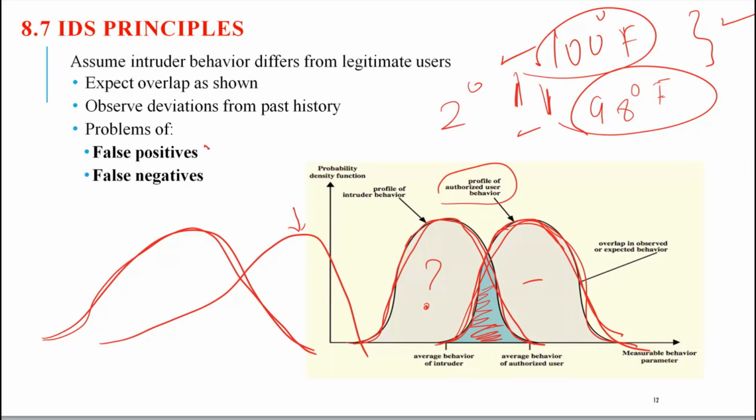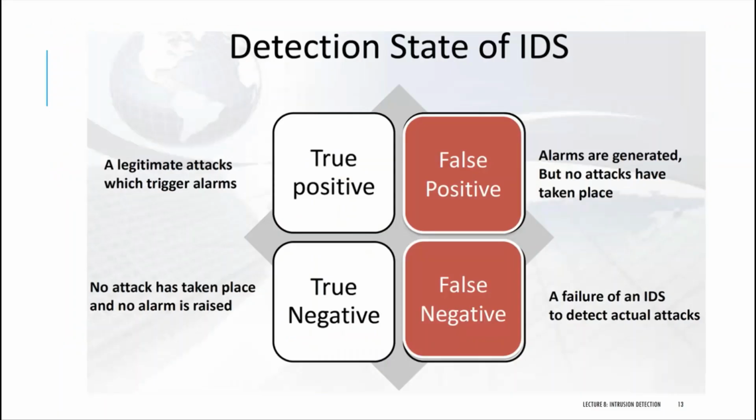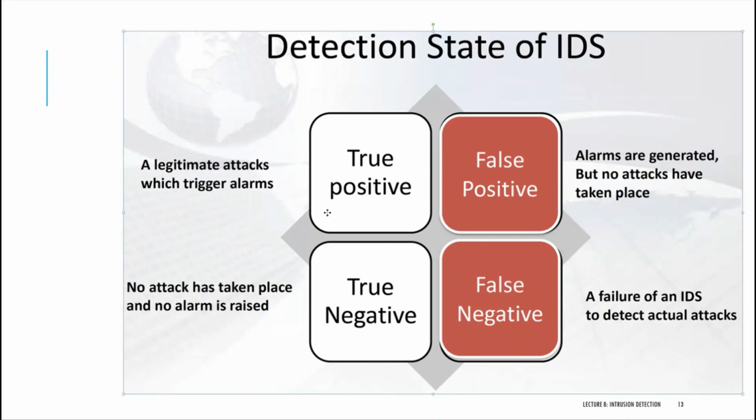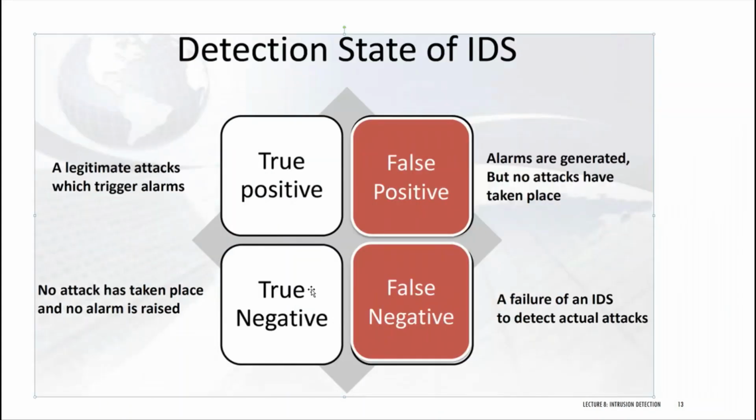Okay, one is the false positive problem and the second one is the false negative problem. If you want to understand false positive and false negative, I just included a slide here to make it very clear. These are called the detection states of an IDS. There are 4 different states available: true positive, true negative, false positive, false negative. I made it very simple.